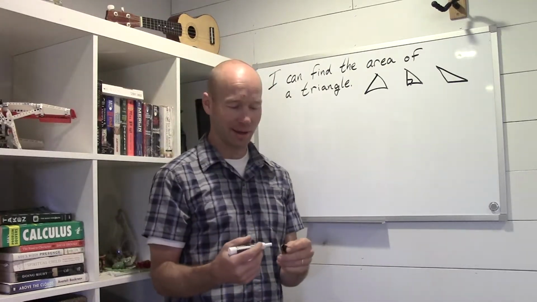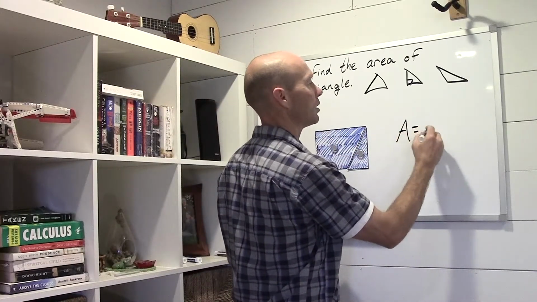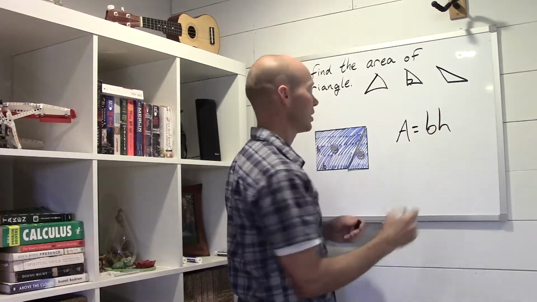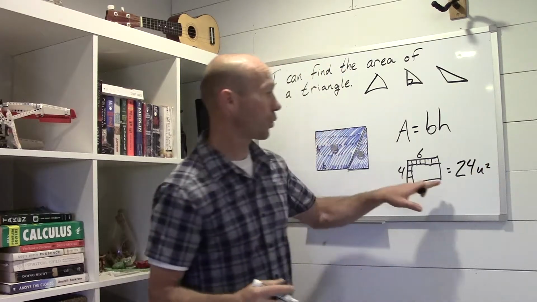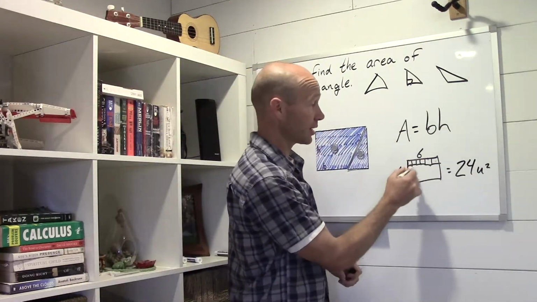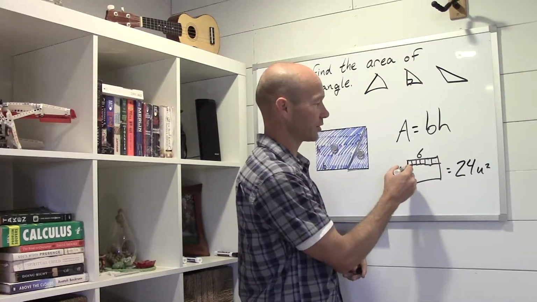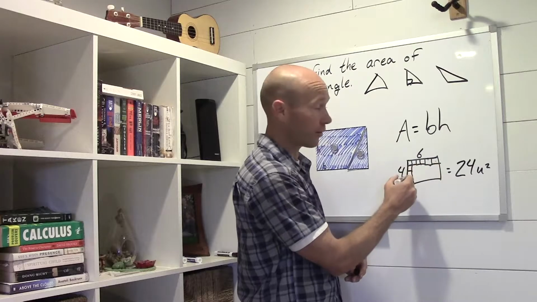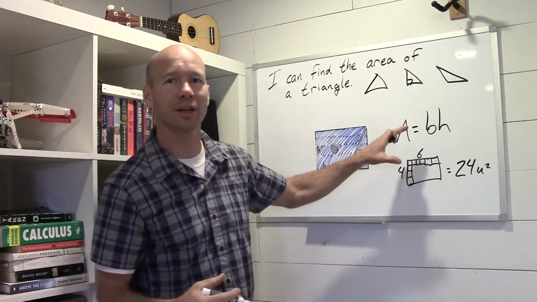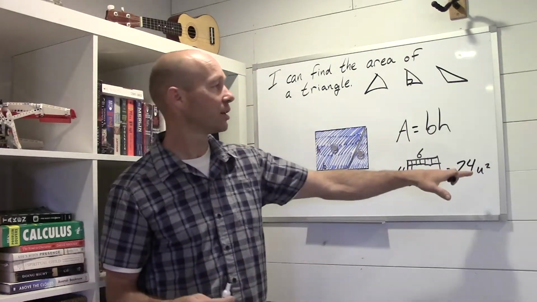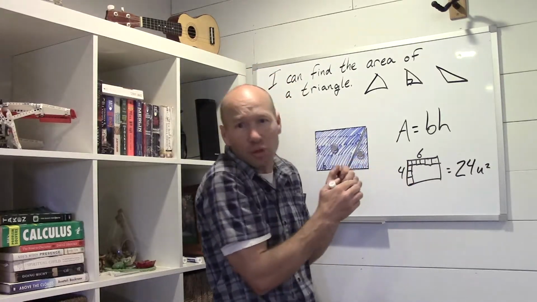Well, let's review area. Area of a rectangle equals the base times the height. Here the area equals 24 units squared, square units because 6 times 4 is 24. We could just count them all up and say 1, 2, 3, 4, 5, 6, plus 6 is 12, plus 6 is 18, plus 6 is 24. We don't need to do that. We can just multiply 6 times 4, and we get 24 units squared, because each of these units is a little tiny, beautiful square.